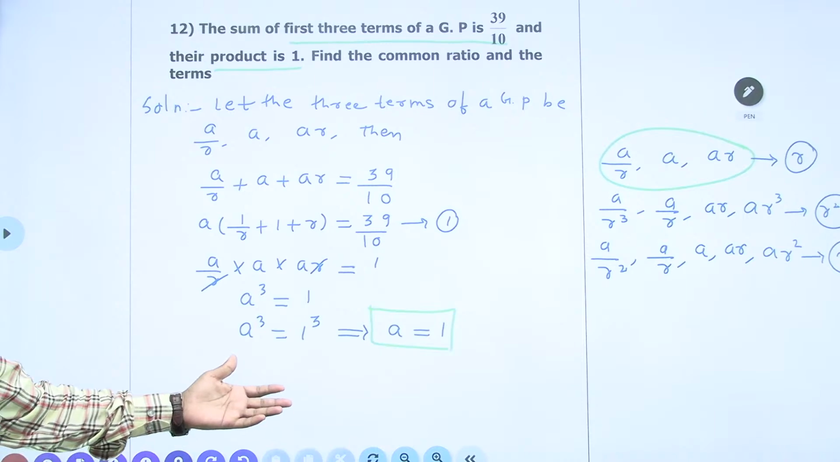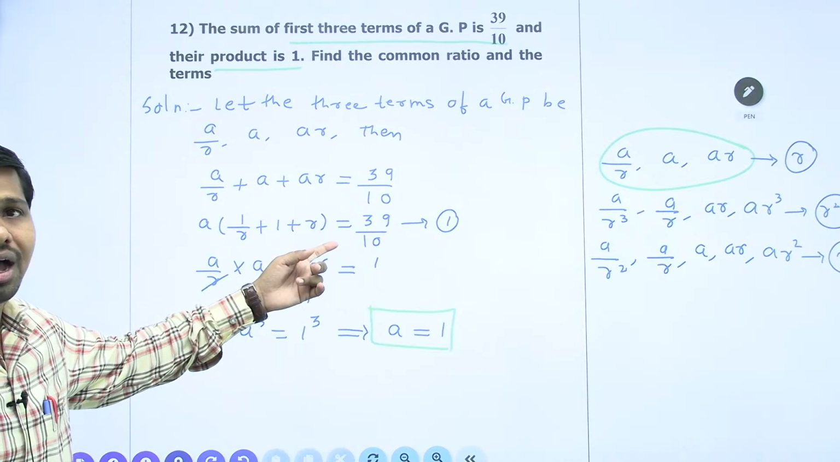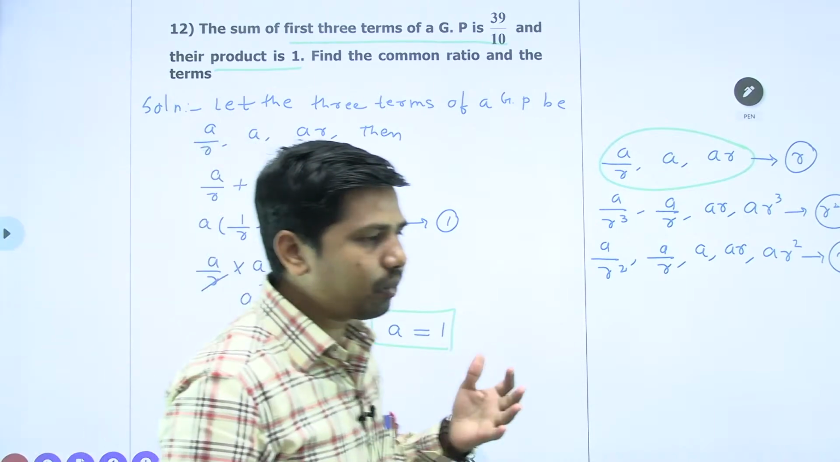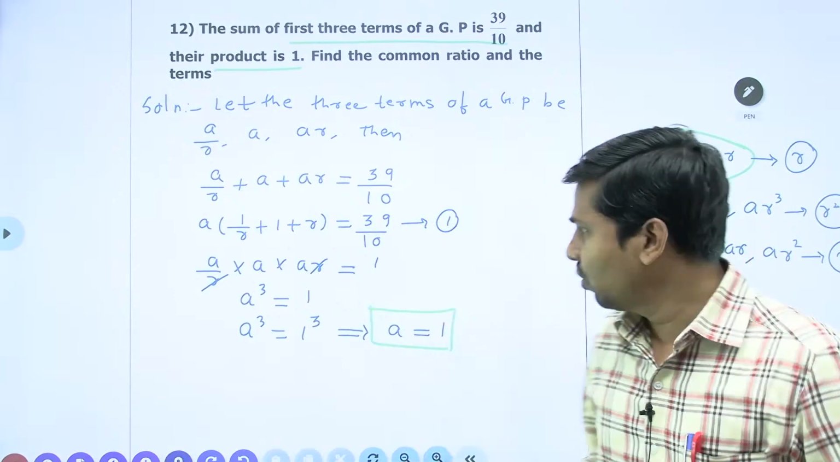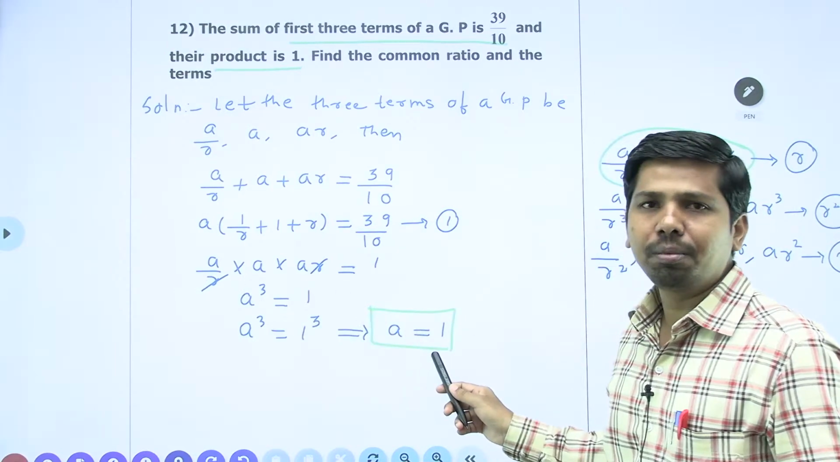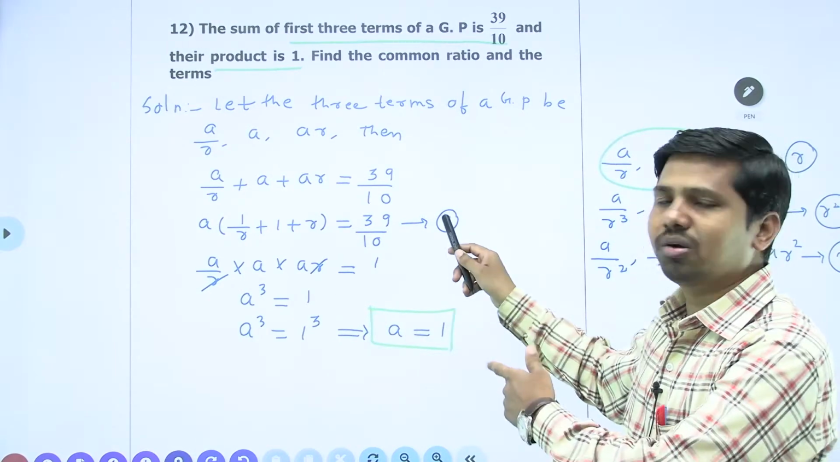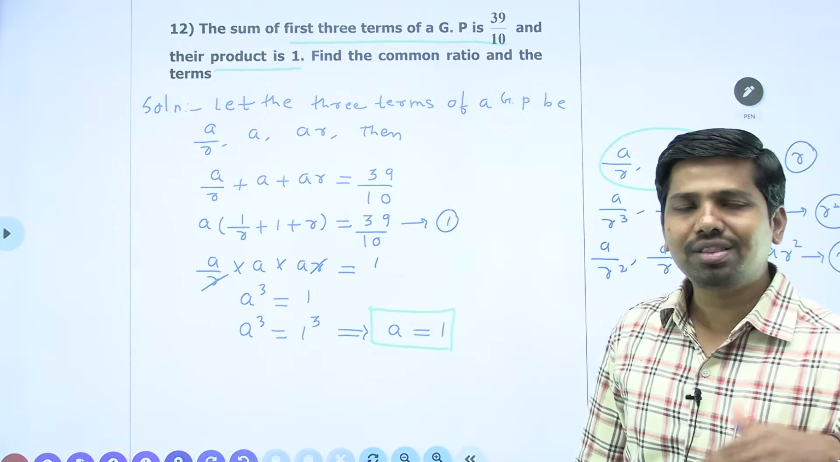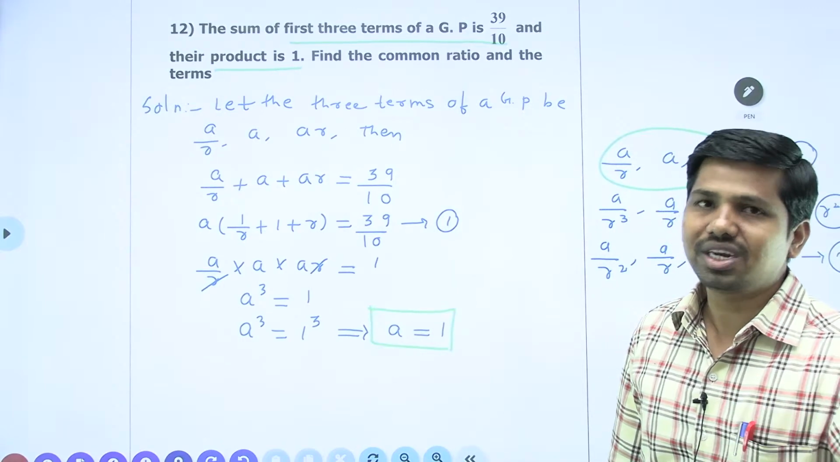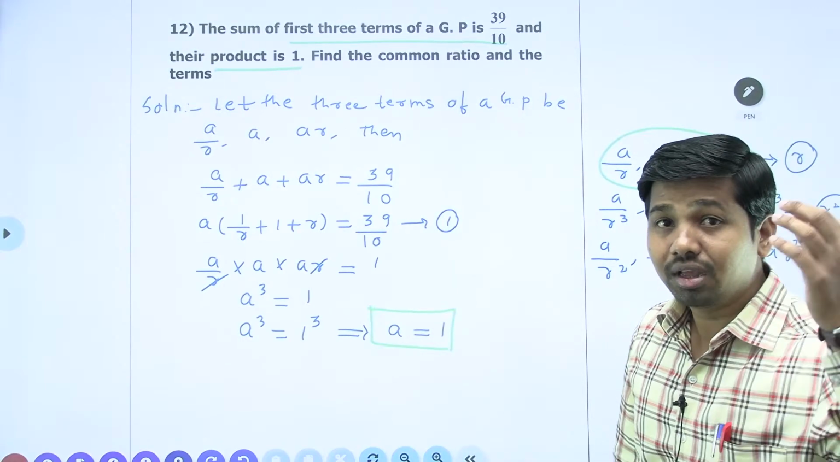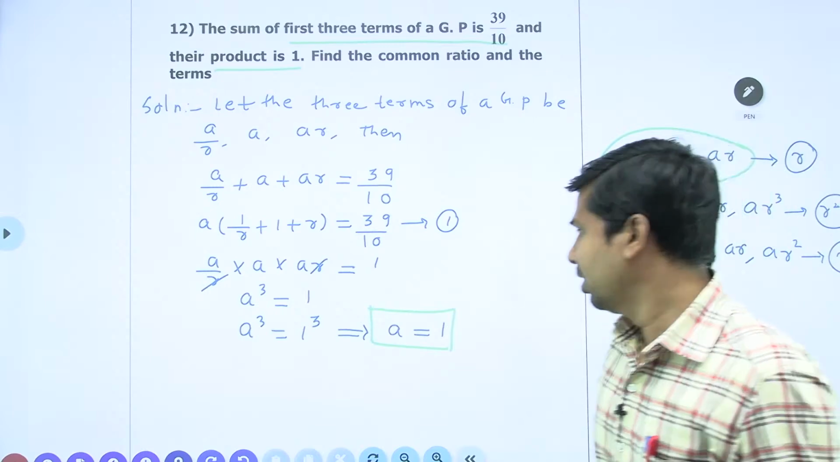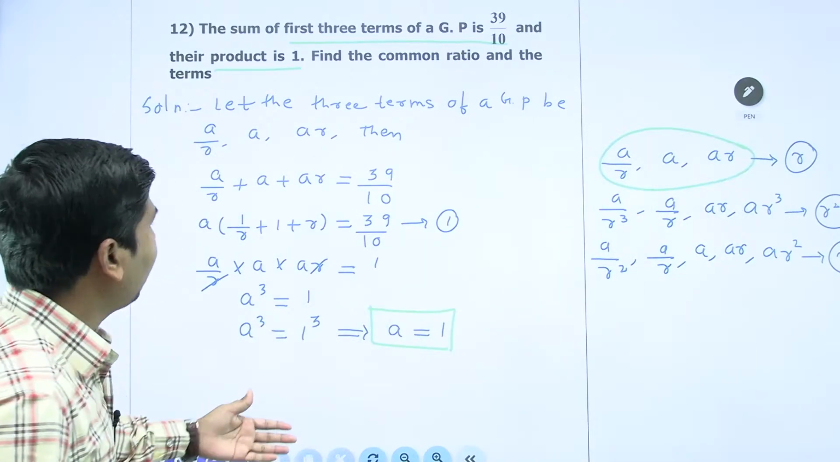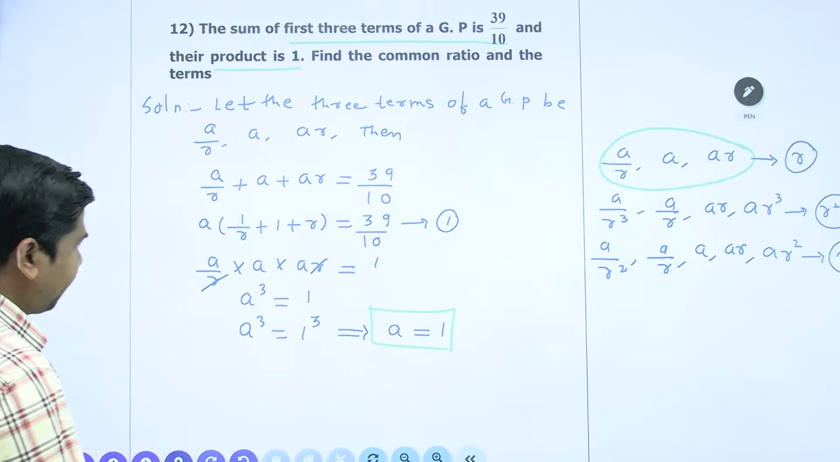Then we can substitute it in equation 1 and we will get the R value. To find the terms, we require the values of A and R. So using the product, we easily got the A value. That A value is substituted in equation 1, so you can get the value of R. Then you can easily find all three terms, which are taken as A by R, A and AR.